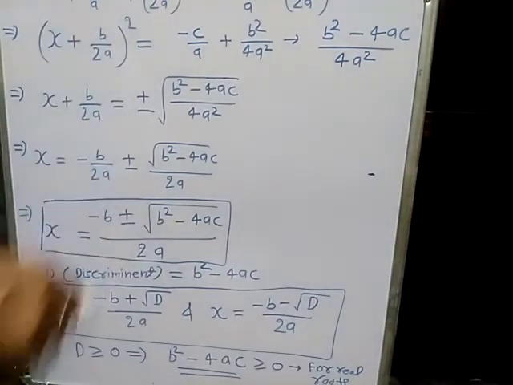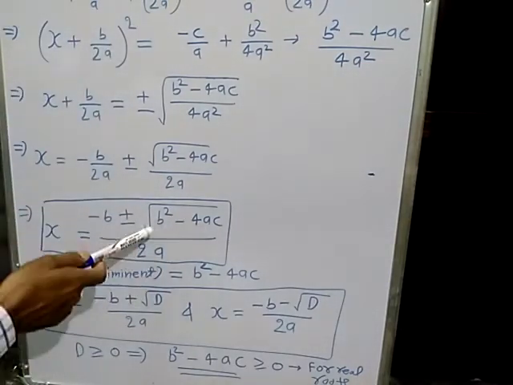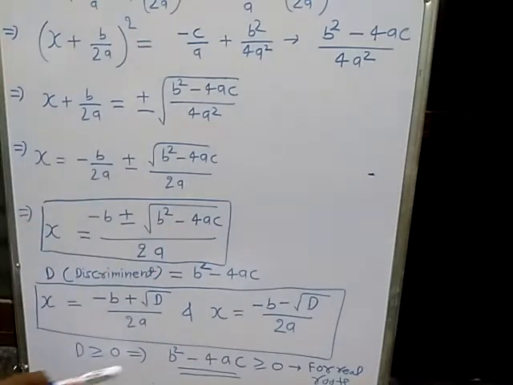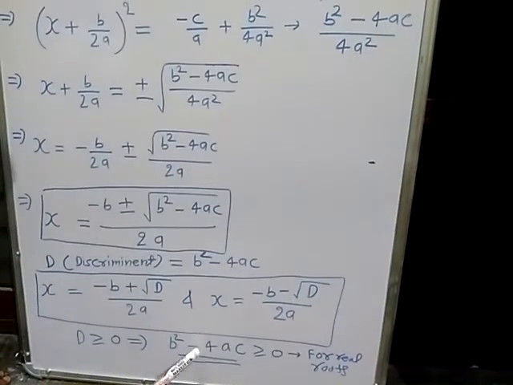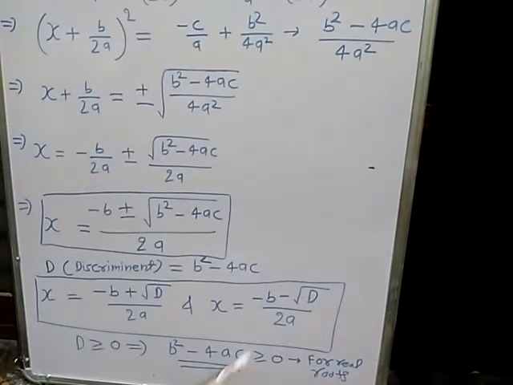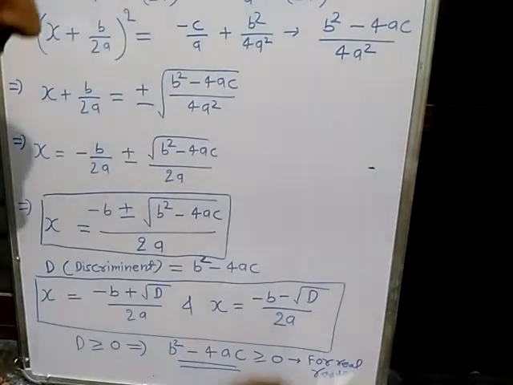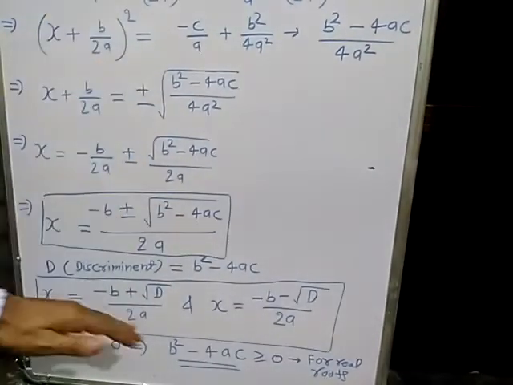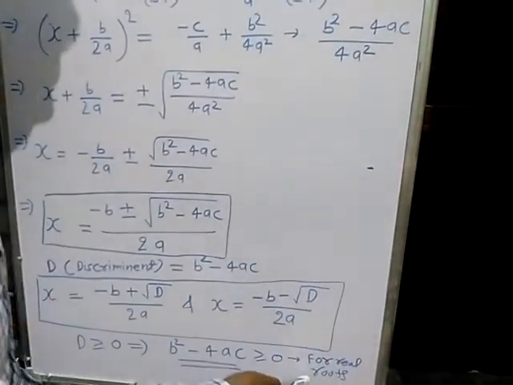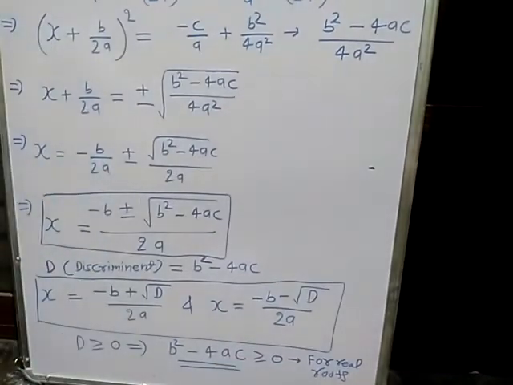So for real roots, therefore this discriminant, this b square minus 4ac, means D must be either greater than or equal to 0. If it is less than 0, then our roots become non-real roots. So therefore b square minus 4ac, what is D? b square minus 4ac must be greater than or equal to 0 for real roots. According to that, we will discuss afterwards the nature of roots of a quadratic equation.